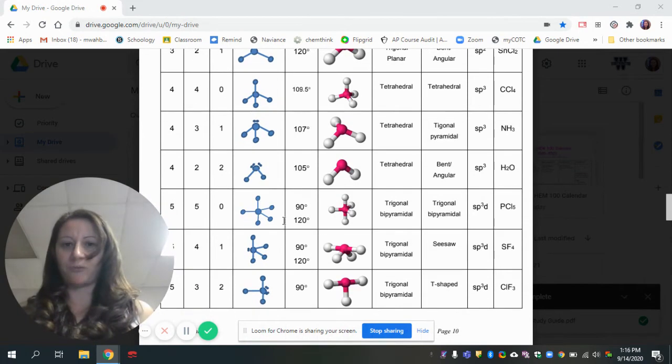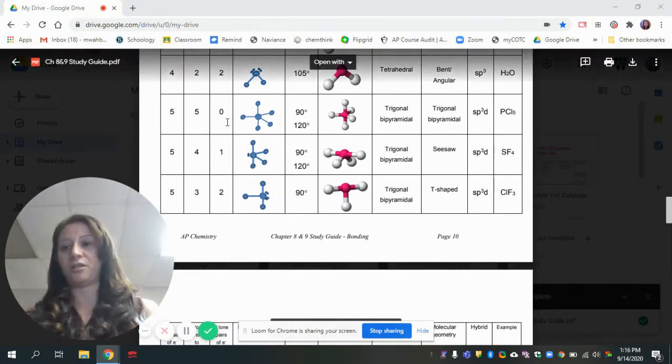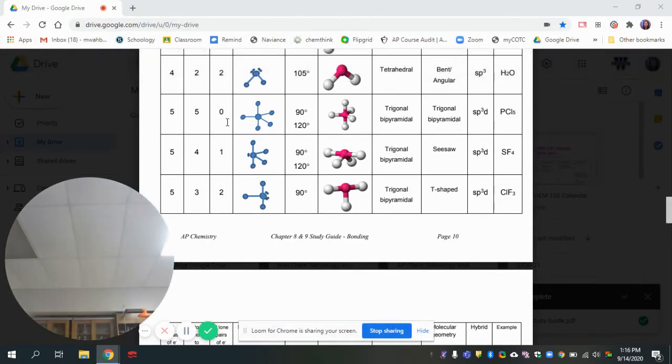Okay, what if you have 5 areas of electrons? So here's what it would look like. So you have 1 up, 1 down, and then the other 3 make kind of like a peace sign. They're in the same plane and make a peace sign. So one up, one down, and then the other three are in the same plane, 120 degrees apart. So the angles here, we have two sets of angles, excuse me. We have 90 degrees right here. All of these are 90 degrees. And then we also have 120 degrees.